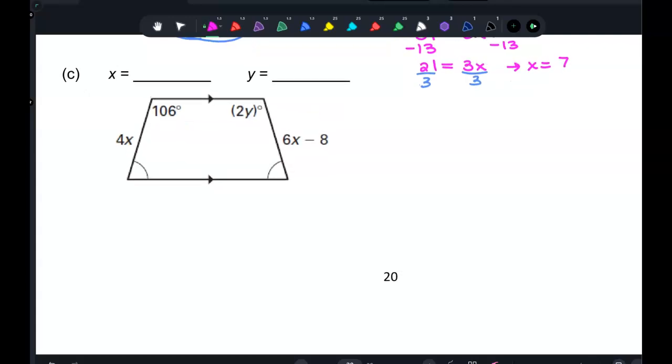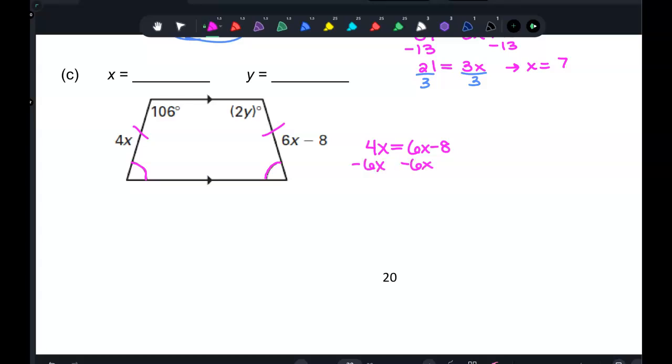Okay, last one. I noticed that these two angles are congruent. That makes this an isosceles trapezoid. So if the base angles are congruent, then the sides are congruent. So I know 4x has to be equal to 6x minus 8. I'm going to subtract 6x from both sides. That's going to give me negative 2x equals negative 8. I'm going to divide both sides by negative 2, which gives me a positive 4.